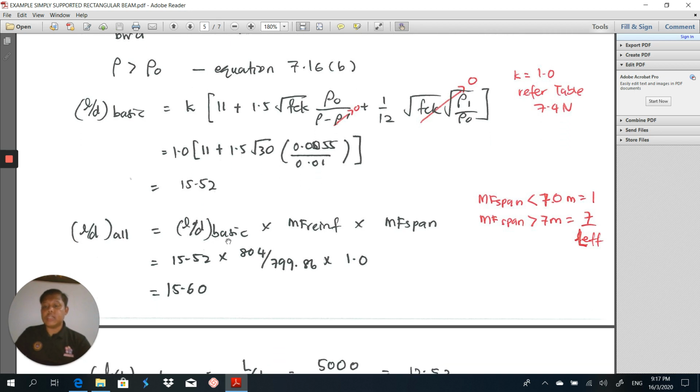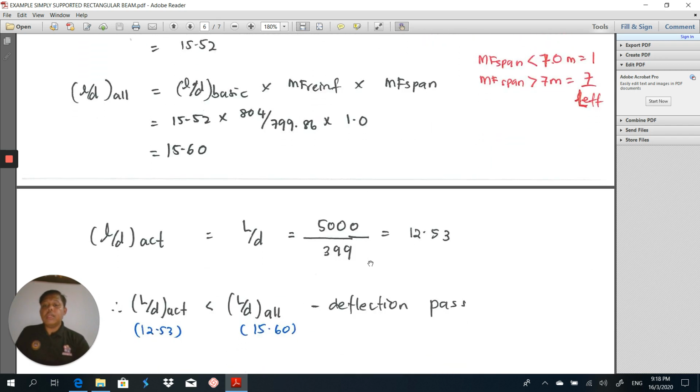Then L over D actual is equal to L over D basic times the modification factor of the reinforcement times the modification factor of the span. The modification factor of the reinforcement is equal to AS provided over AS required. The modification factor of the span is equal to 1 in this condition because the span length is less than 7 meter. If it's more than 7 meter, we have to use the ratio 7 over L effective. For example, if L effective is 8 meter, it is 7 over 8.